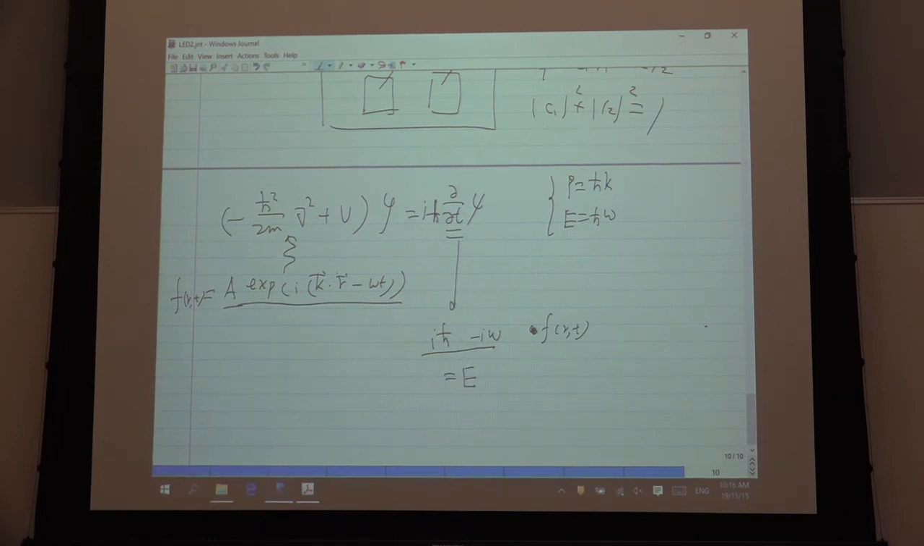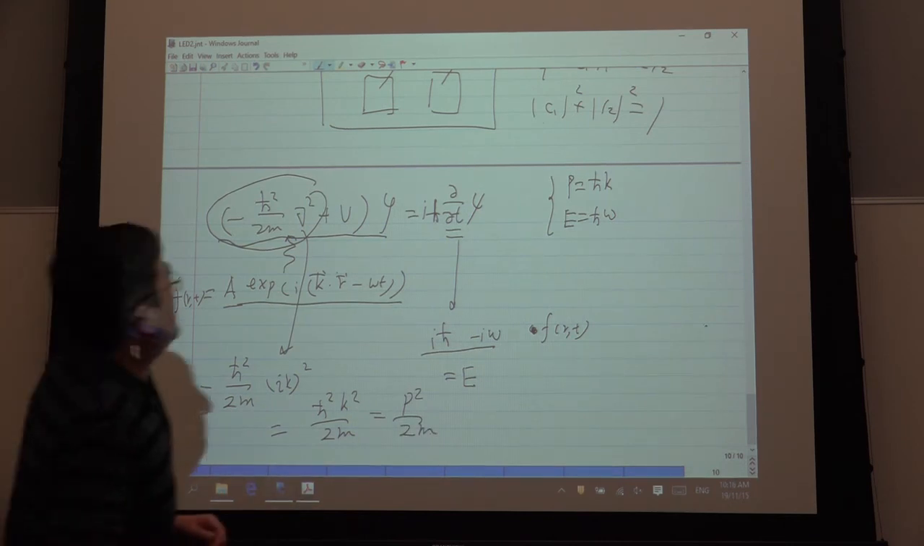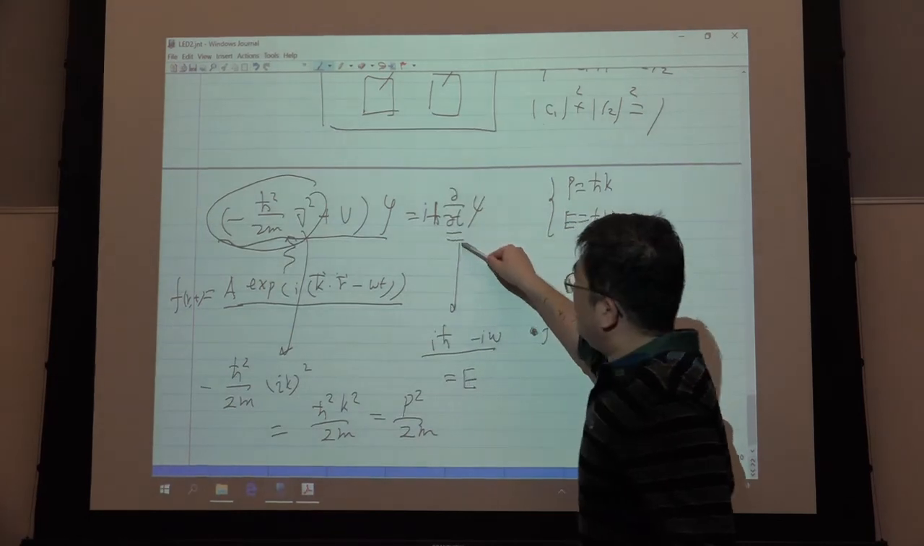This is a guess. Why do they have h bar omega? Because of this relation. How about this part? It's minus h bar squared over 2m, with the Laplacian operator, the gradient. So here it's just i K squared. So it's just h bar squared K squared over 2m, which is just P squared over 2m. This is the origin of why they can guess this equation. You can see this part is because it's a partial t here.